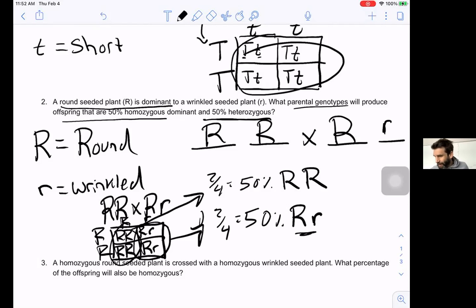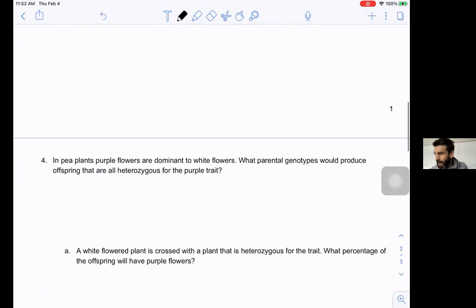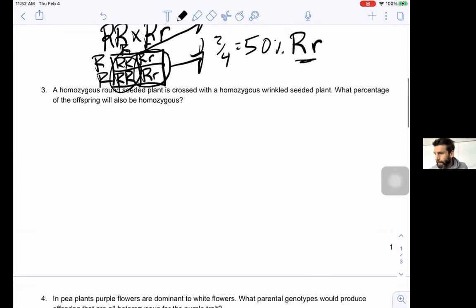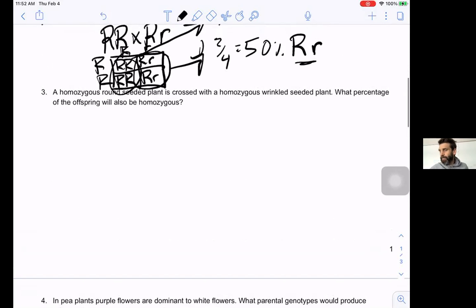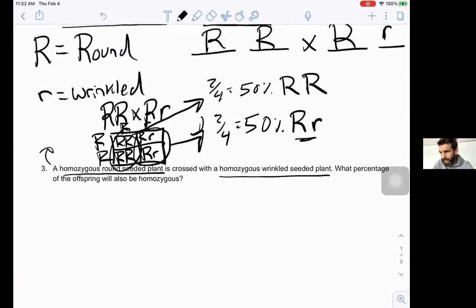And actually, it looks like I might have time to do one more in here. Let's try problem 3. Oh, and this one must be referring to the top here. And in the test it will be a lot more clear. A homozygous round seed plant is crossed with a homozygous wrinkled plant. And so above, what we would have said is big R is round, little r is wrinkled.